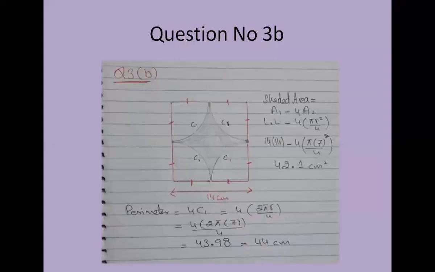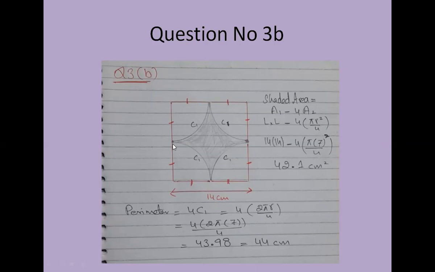Okay, so here we go. The shaded region will be A1 minus 4 times A2. A1 is the area of this square, that is length into length, 14 into 14. A2 is the area of the quadrant, that will be pi r squared divided by 4, and the radius will be 7. So 14 into 14 minus 4 times pi 7 squared divided by 4 equals, and that will give you 42.1 centimeter square.